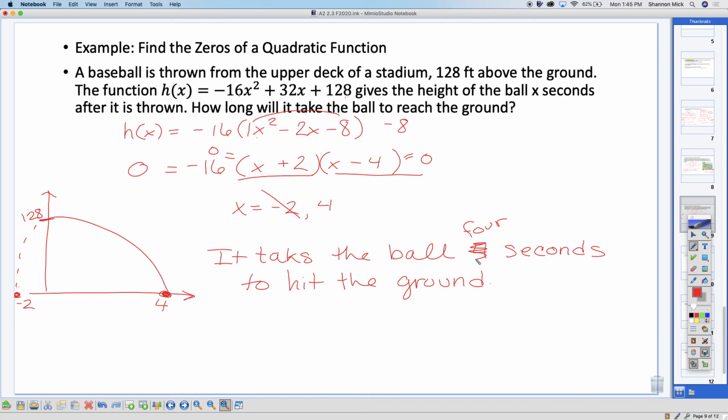No, probably not. Ball hit, ground, 4 seconds. Yeah, no. I mean, it's not a complete sentence. I'm not an English major, but that's not a complete sentence.